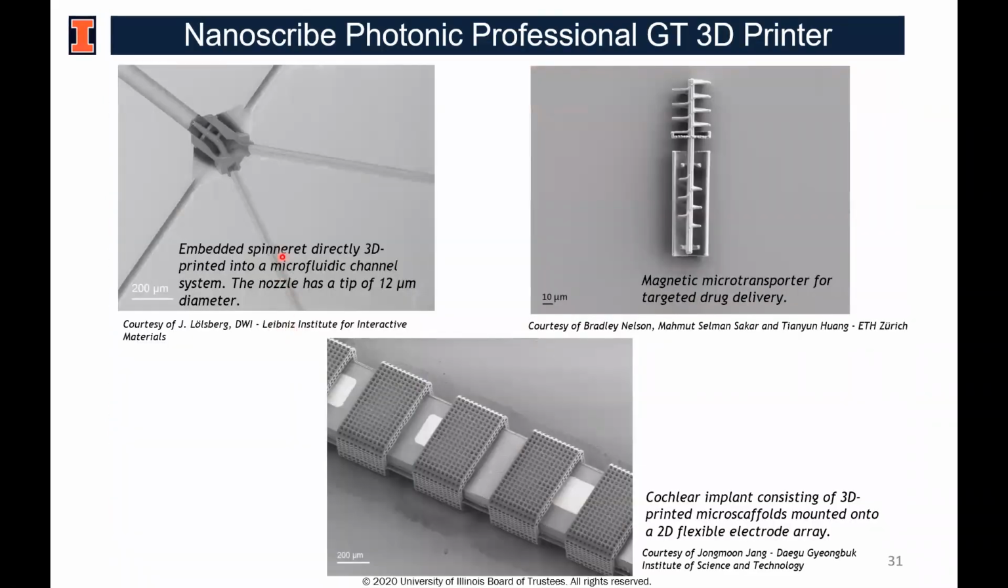Here are some actual photographs of some images and some devices that were generated on the Nanoscribe. It's very hard to see right here, but there is a nozzle about 12 microns in diameter, and it's an embedded spinneret. It's directly 3D printed into a microfluidic channel system. This device over here is a magnetic microtransporter for targeting drug delivery. Again, you can see the detail that was generated from the Nanoscribe. This particular image down here is a cochlear implant. It consists of 3D printed microscaffolds mounted onto a 2D flexible electrode array.